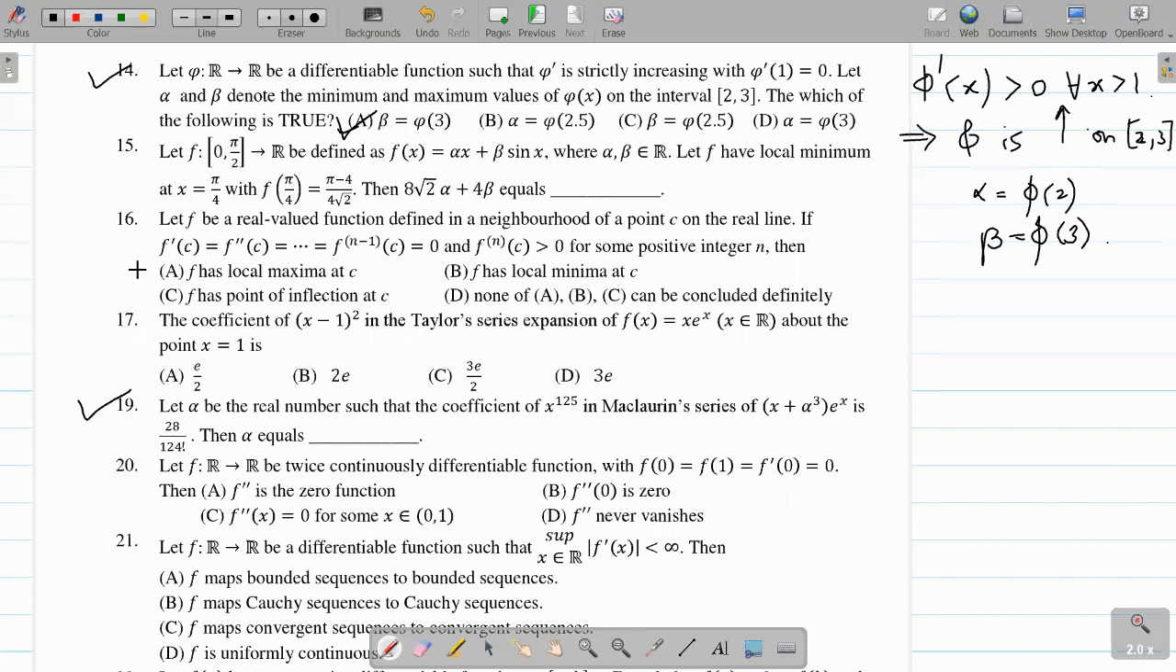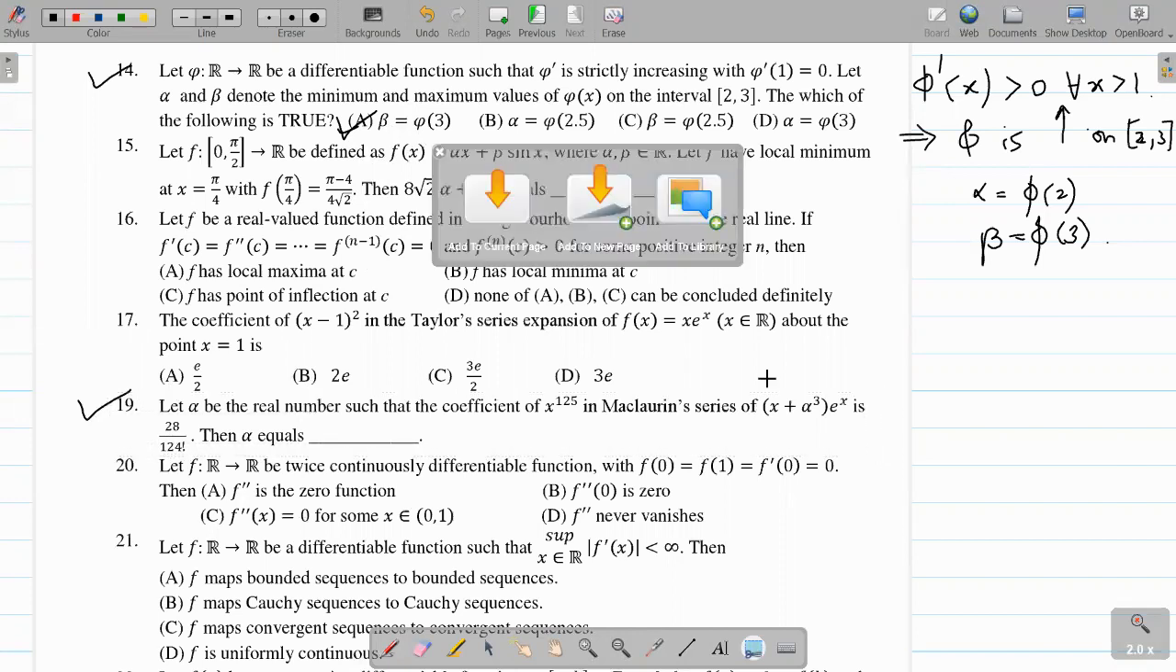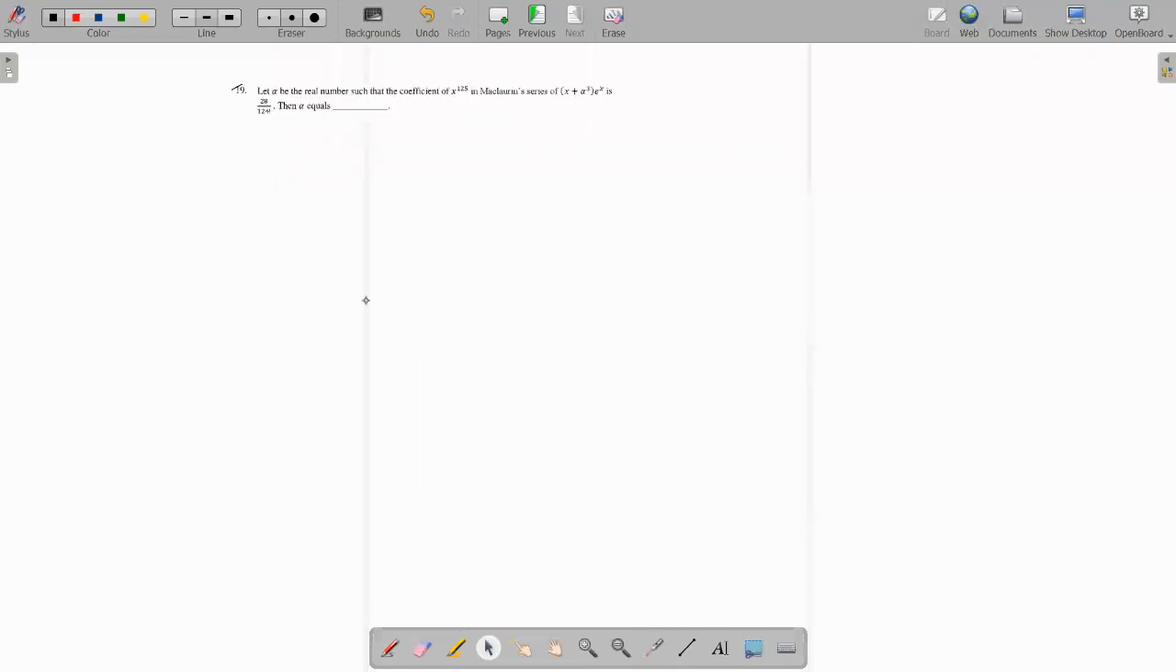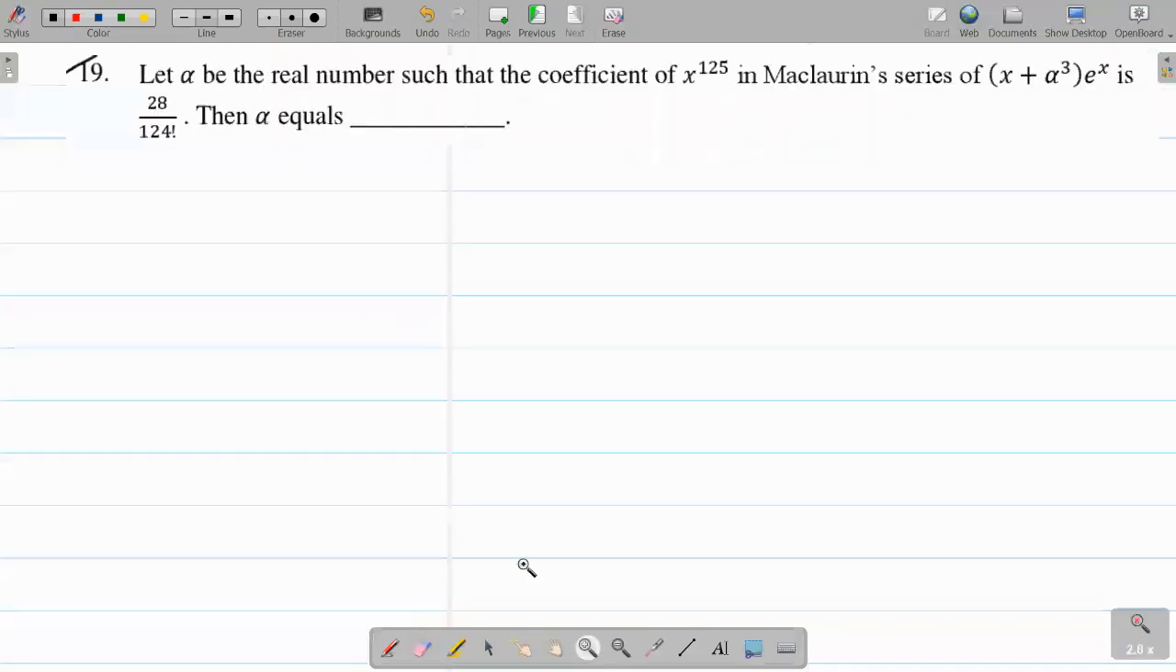Let's look at 19. So what is Maclaurin's? Taylor series. Don't see.